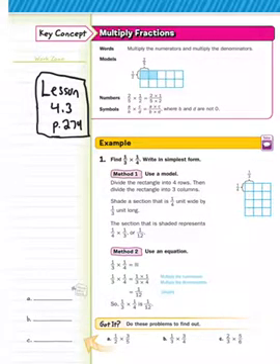Hey, this is lesson 4.3, the video lesson, and you should be on page 274 in your book. In today's lesson, you're going to learn how to multiply fractions, which we've been doing quite a bit on homework, so hopefully this isn't too new.